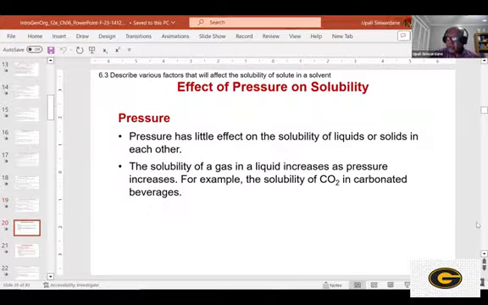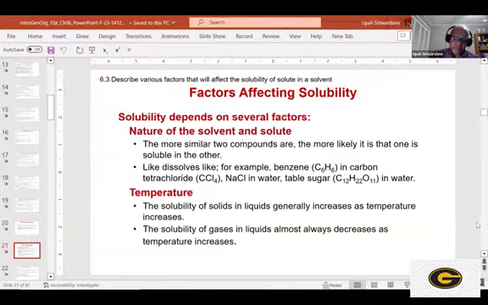Solubility is affected by pressure of gases. The solubility of a liquid or solid in a solvent is unaffected by pressure. Therefore, pressure is important for a gaseous solute. Carbon dioxide is a gaseous solute that goes into water in making carbonated beverages. So as the partial pressure increases, solubility increases. Temperature, on the other hand, an increase in temperature decreases the solubility of gas.